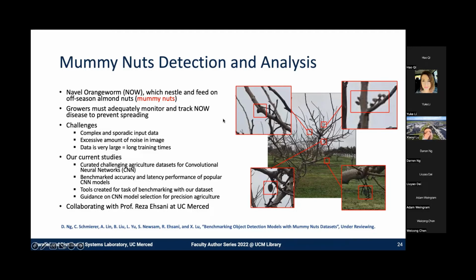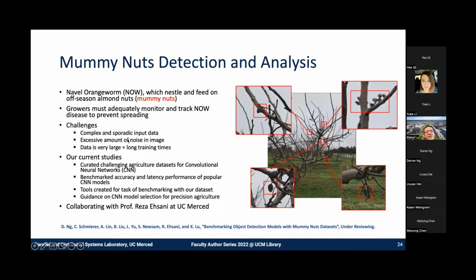For growers, they must adequately monitor and track navel disease to prevent it from spreading. If this disease spreads all over the trees, it's a big problem for those farmers. So tracking and monitoring this disease is very important for California farmers. I collaborate with Professor Reza. We are trying to detect the mummy nuts with robots or drones in the future, and then analyze how serious this problem is on the farm. But of course, if you look at this picture, you can see a lot of challenges, right?